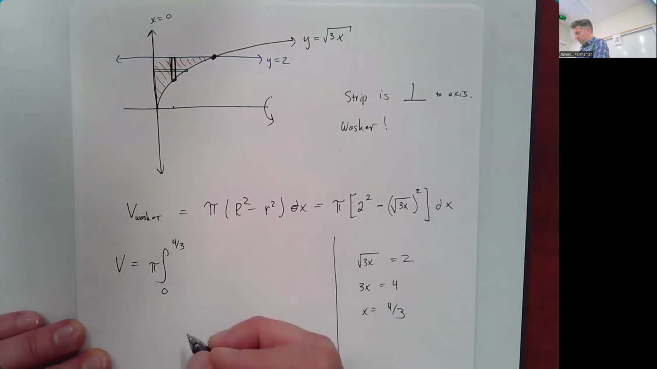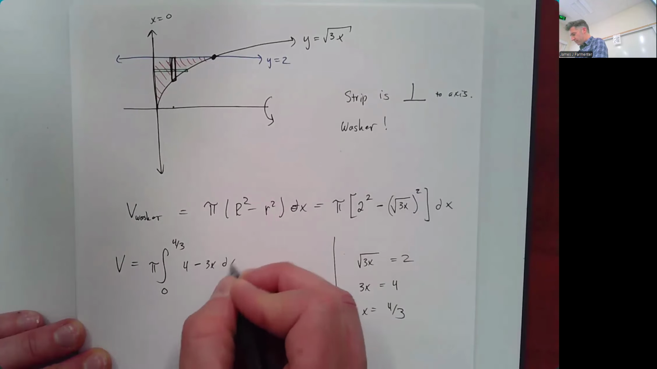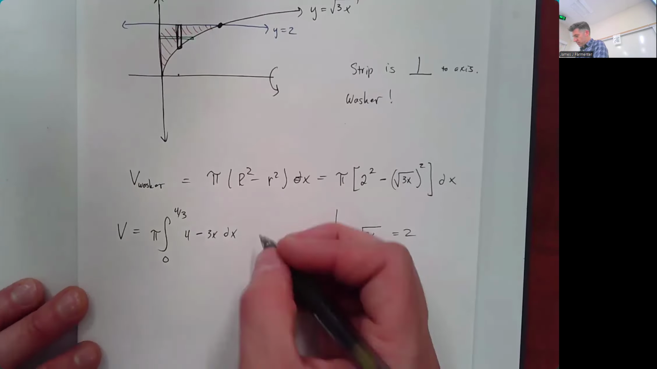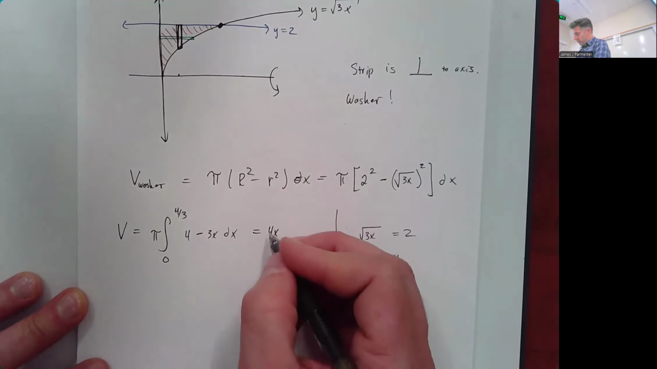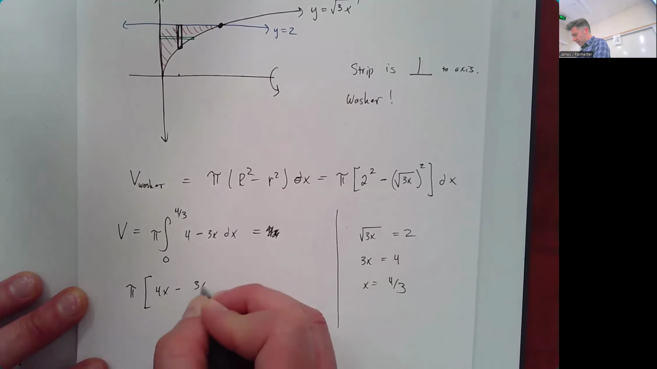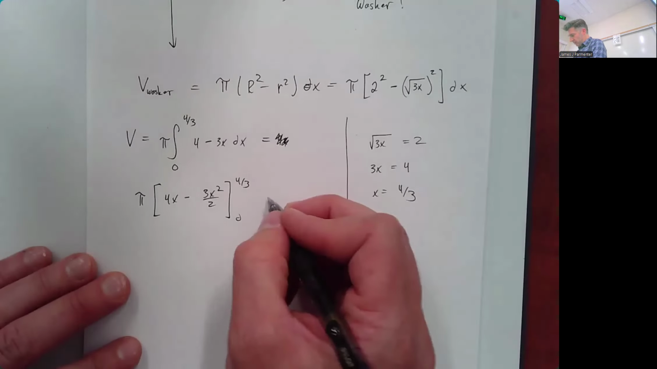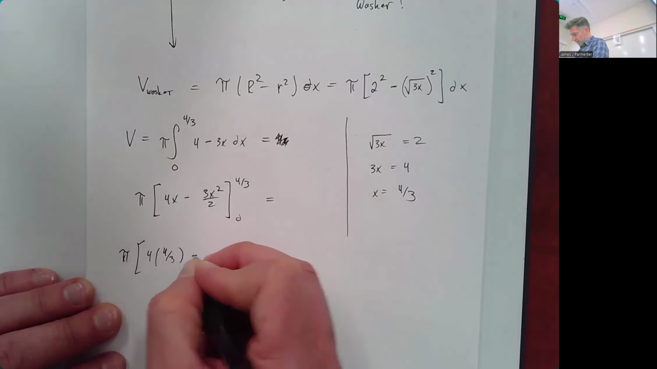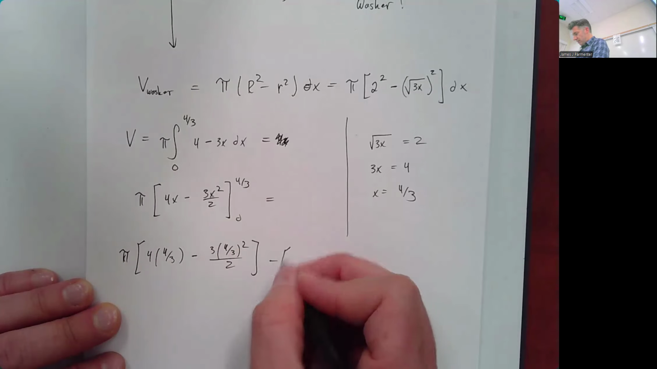The pi is on the outside. And then I'm going to get 4 minus the square root of 3x squared, which is just 3x. This integral is not terrible, right? It's about as easy as they get as far as the actual execution here. Integrating, we get 4x. Oh, sorry. Don't make the mistake I'm about to make. We get pi times 4x minus 3x squared over 2, from 0 to 4/3. And that's going to end up equaling pi times 4 times 4/3 minus 3 times 4/3 squared over 2, minus 0 minus 0.